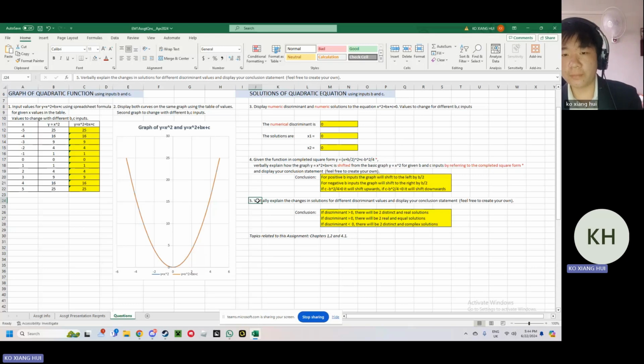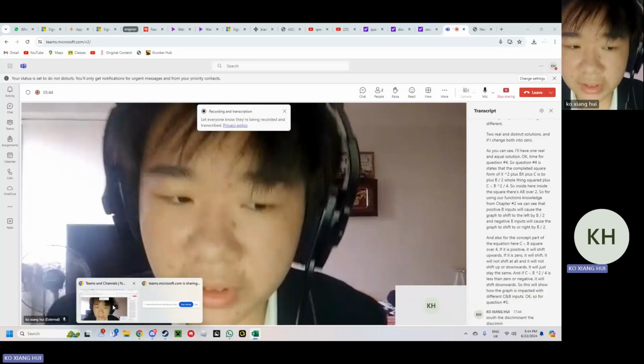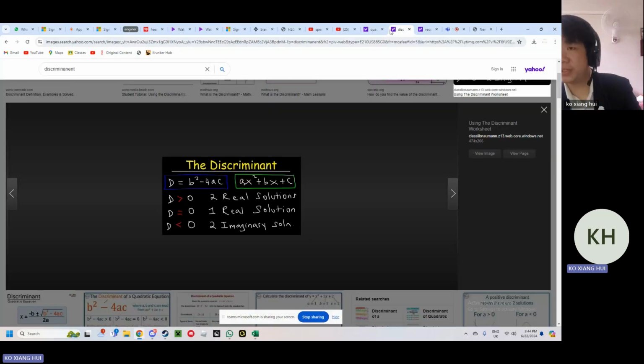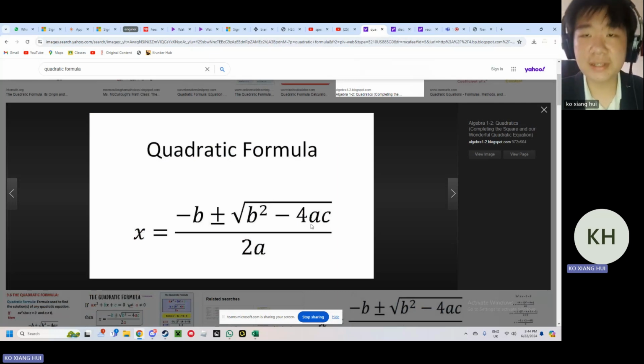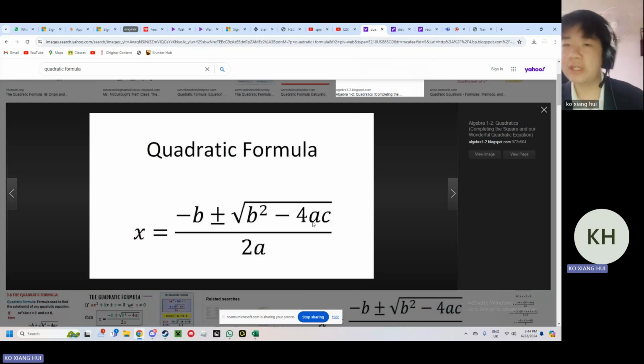Okay, so for question number 5, the discriminant is where it gets interesting. The discriminant is your b squared minus 4ac, right? If you cross-reference it to the quadratic formula, you can see that it is inside the square root. So if b squared minus 4ac is positive, you'll get a positive square root. So negative b plus minus a positive number over 2a, you'll get two real and distinct solutions because of the plus minus. But if your square root is 0, you'll have negative b plus minus 0, which is just negative b over 2a. That will be your only solution if your discriminant is 0.